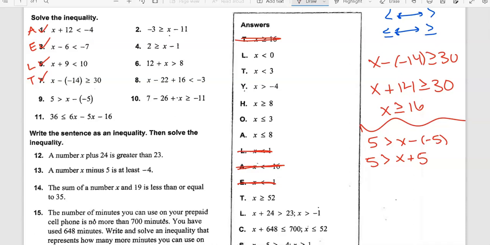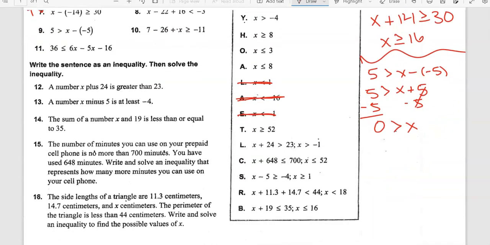How do we get x by itself? We're still subtracting 5. Am I going to flip my sign? Did I divide or multiply by a negative number? No. So the sign's going to stay the same. What's on this side now? What is 5 minus 5? 0. Okay, I don't see this in my list.